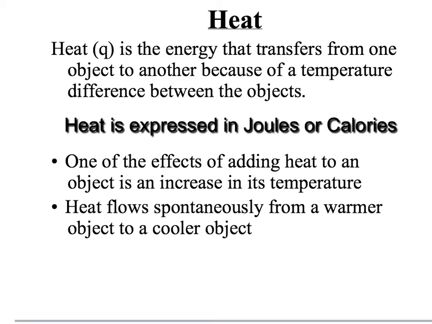So the demo that we did yesterday with the wire mesh and the Bunsen burner, we held the wire mesh in the Bunsen burner flame and we saw the heat transfer from the flame to the wire mesh. Heat will always flow spontaneously from a warmer object to a cooler object. So in that example, the Bunsen burner flame is obviously warmer, and that heat spontaneously transferred to the cooler object, which was the wire mesh.